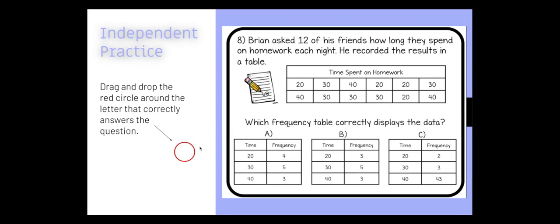And after you've solved the problem, you're going to take this red circle here. You're going to click on it and drag it and place it on top of A, B, or C to make your selection once you have found your answer. So this is going to be on the next 3 slides.